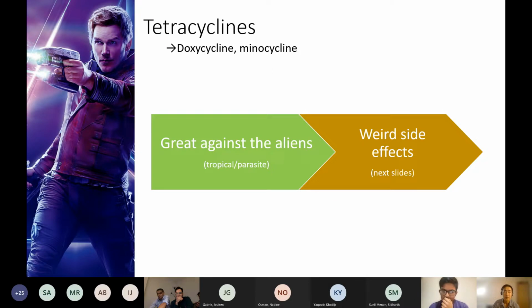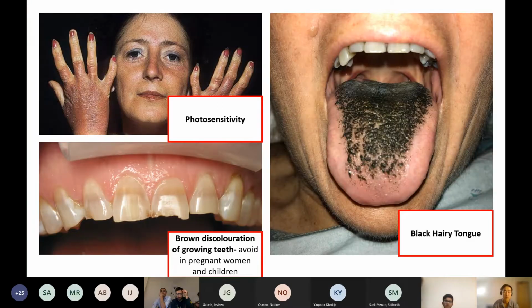Okay, moving on to tetracyclines. Doxycycline, minocycline, great against the aliens, so your tropical ones, your Lyme disease, that sort of thing. Doxycycline, as Anush has said, is actually used quite a lot and is useful. There are some weird side effects that are useful to know. So I've got a slide with some of the pictures. Can anyone point out what these are demonstrating side effect wise? You don't have to go in order, just describe the photo. Tell me the photo that you're referring to.